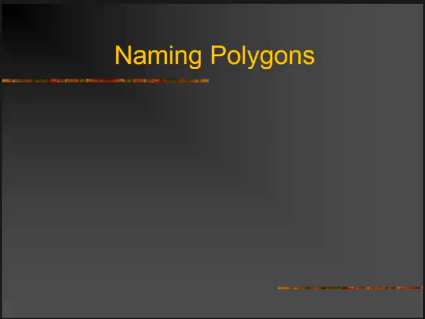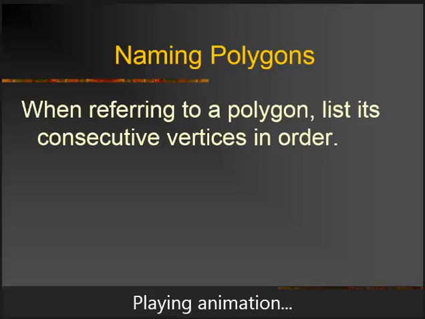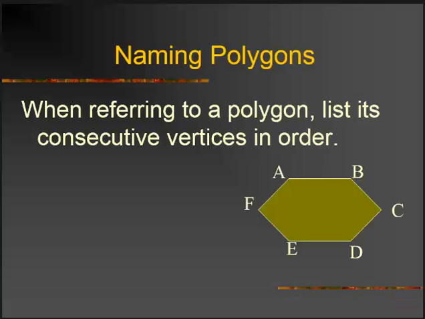Naming polygons. How do we name a polygon? Well, all the vertices will be named as points. So you have these capital letters. You will start at one of those points and you will work your way around in order. We usually go clockwise.